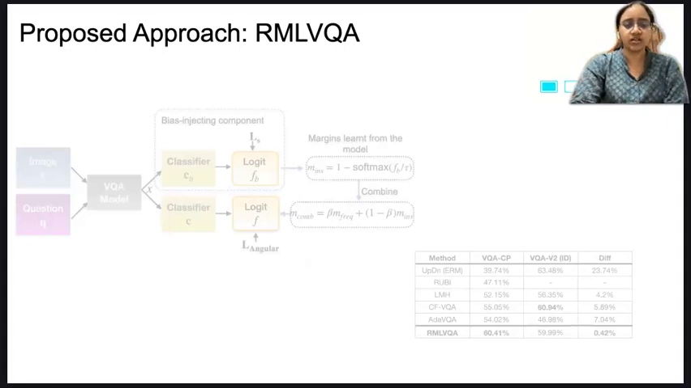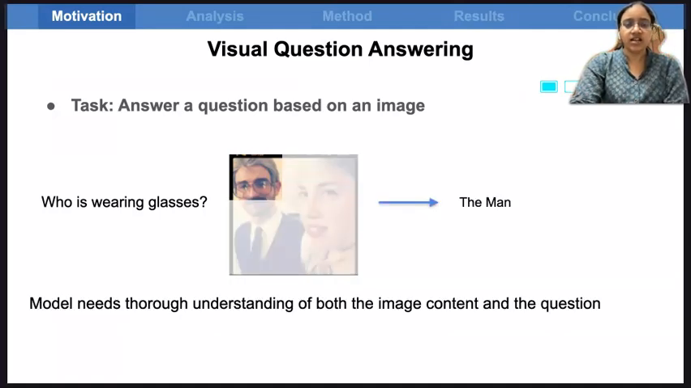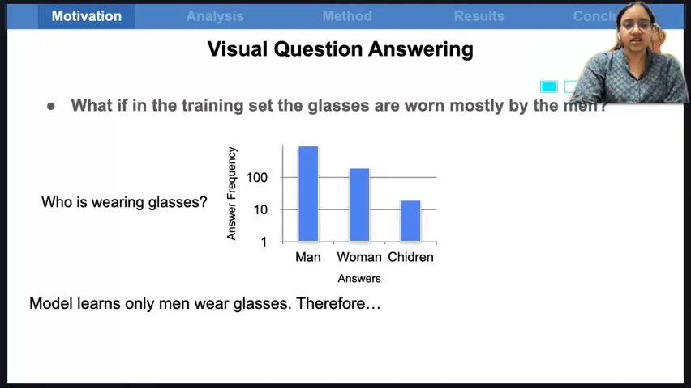Now we present details on the proposed approach RMLVQA. In visual question answering, given this question, the model has to understand the image fully and focus on the correct region to answer it. Now suppose the training set is such that most of the times the answer to this question is man, few times it's woman, and very less number of times it's the children. The model therefore sees that only men are wearing glasses mostly in the training set.